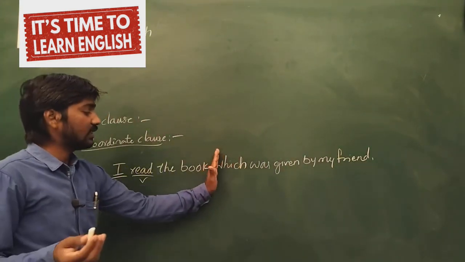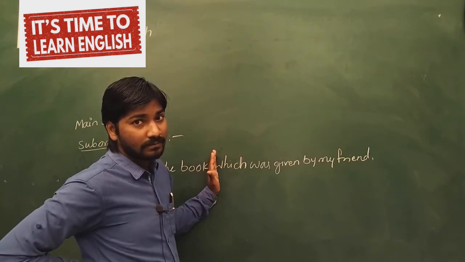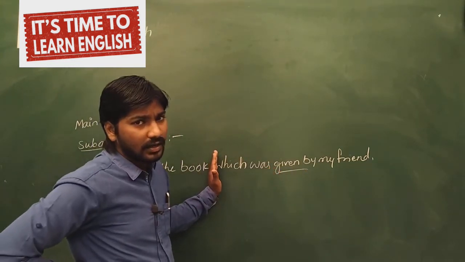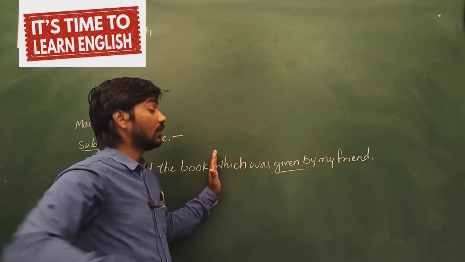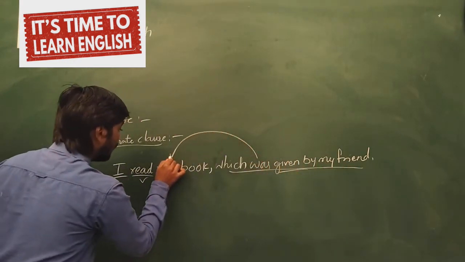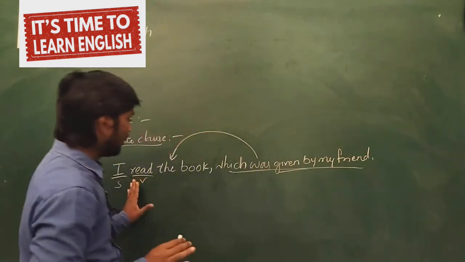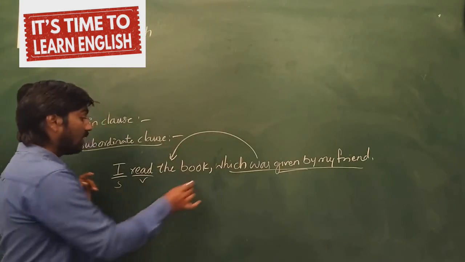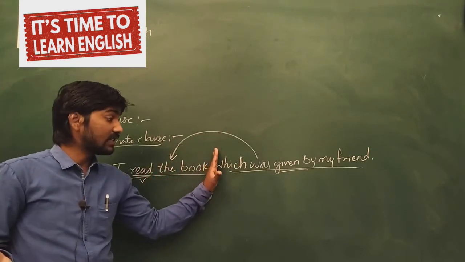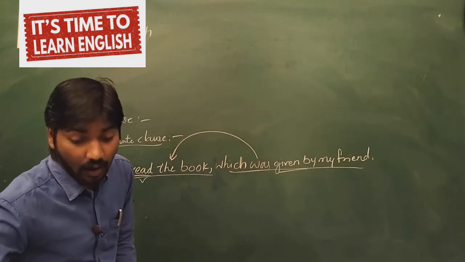Now close the first sentence and read the second one, which was given by my friend. What was given by my friend? We are having a verb and everything here, but did you get any meaning? No. So this is called a subordinate clause. The subordinate clause always depends upon the main clause to give its meaning. Without it, you can't understand the meaning. But the main clause gives the exact meaning. I read the book, means you get the book. But the second sentence depends upon the first sentence, that is called a subordinate clause.